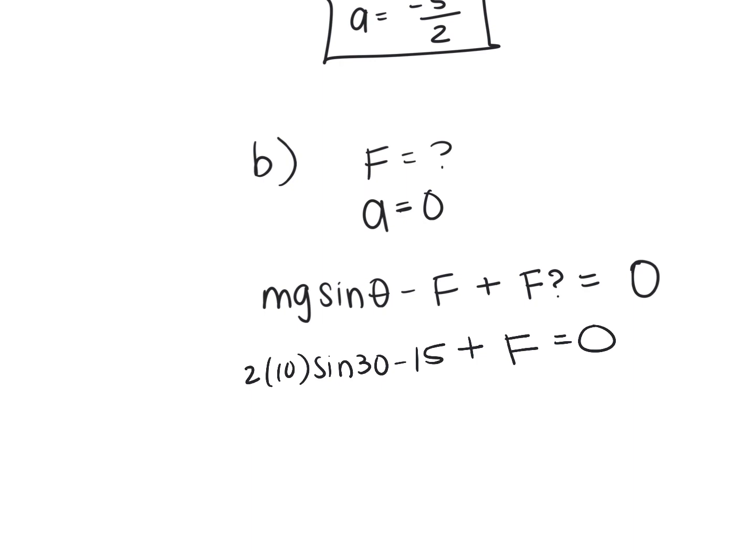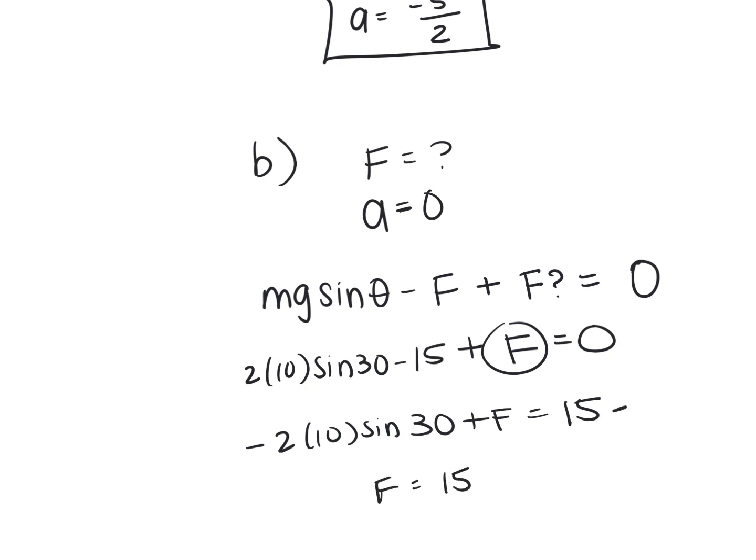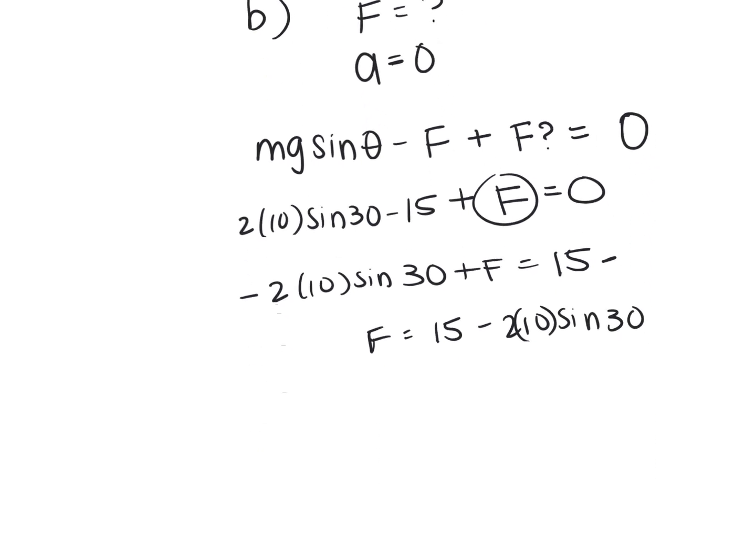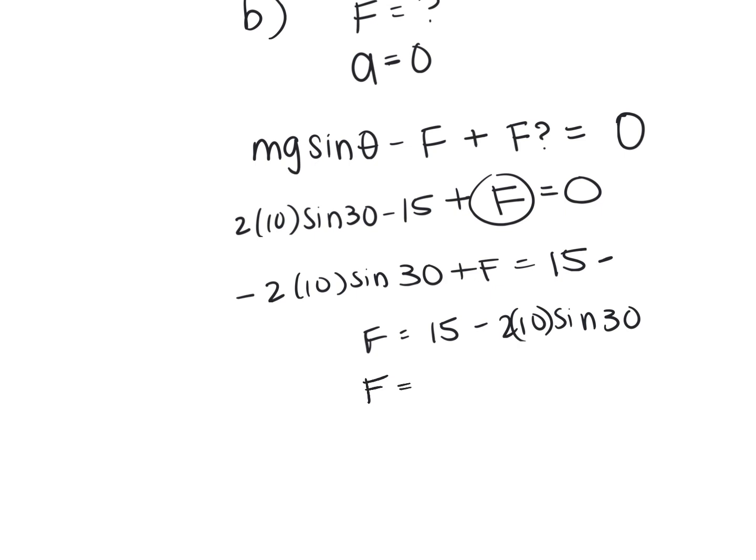So we will isolate F by adding 15 to both sides, and we'll have 2 times 10 sine 30 plus F equals 15. And we can subtract this from both sides, and we will have F equals 15 minus 2 times 10 sine 30. And if you put that in your calculator, the answer you get will be 5 newtons.